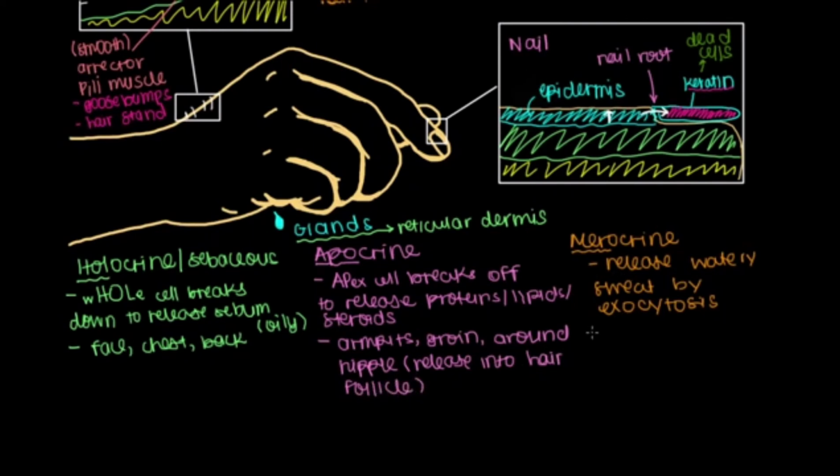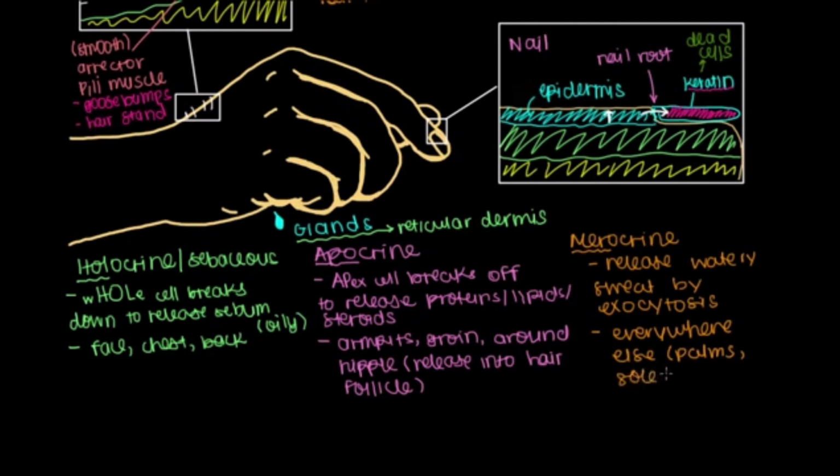Now your merocrine. This is the bread and butter. This is your sweat gland that can be found anywhere. They're concentrated on your palms and your soles.